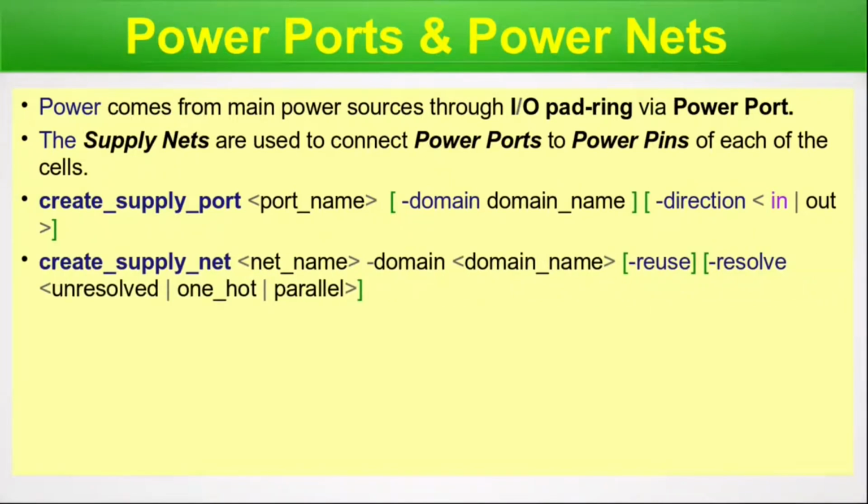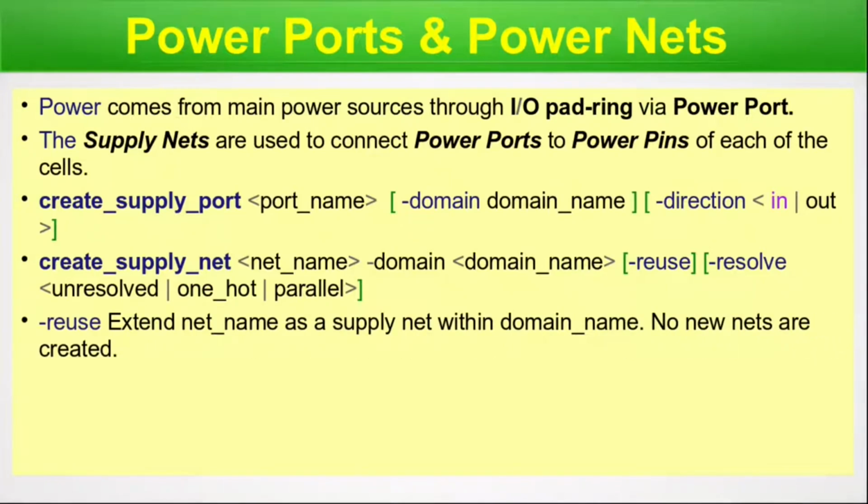The create_supply_net. We can create the supply net using the net name. Then the next arguments are -domain with the domain name, -reuse and -resolve. I'll discuss this resolve one in detail. So the first two things, the net name and the domain name, are very much clear, easy to understand. And reuse means that it extends the net name as a supply net within the domain. So why do we say this? No new nets are created. Basically, if I exemplify, if we have a VDD top, and that goes unchanged as a supply net inside sub blocks down the hierarchy, we may not need to change its name if everything will be the same as the top level. So that time we can use this reuse. This is done in many of the cases.